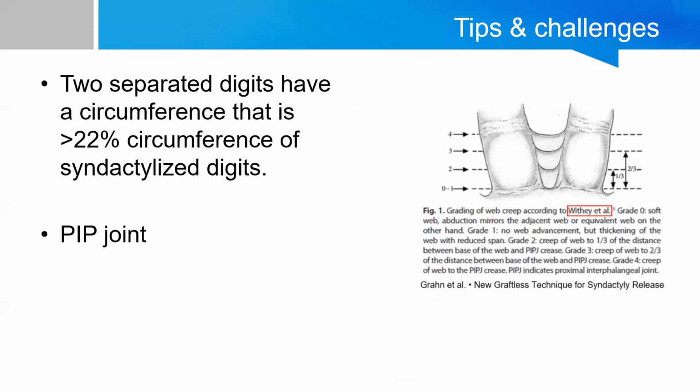The tips and challenges in the surgery arise from the fact that the circumference of the two separate digits is more than 22% greater than the circumference of the syndactylized digits. The more distal the involvement, passing the PIP joint, the more difficult the skin coverage and the more difficult the procedure will be. So the more proximal involvement is simpler to treat.